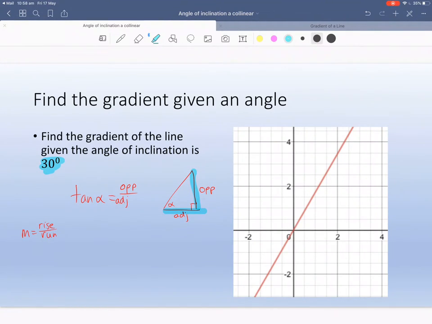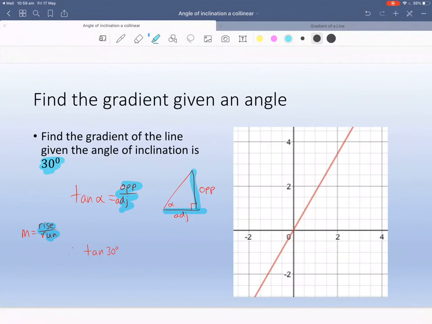So in this case, because we're given the angle, we actually know how to find the gradient. We can use tan. So therefore, tan 30 will give us our gradient, okay? Because it will give us opposite over adjacent, which is the same as rise over run, okay? So you can put it in your calculator, but this I know is an exact value.